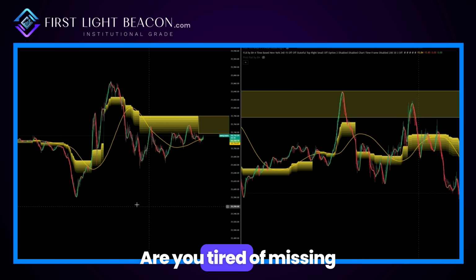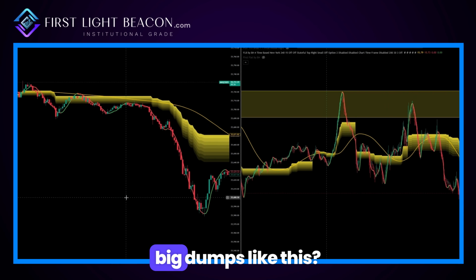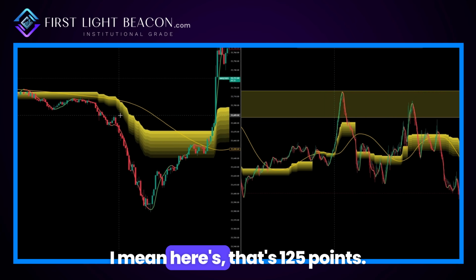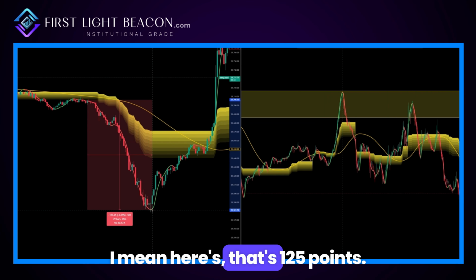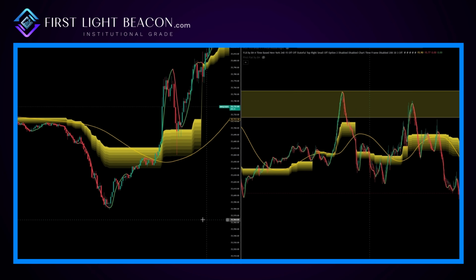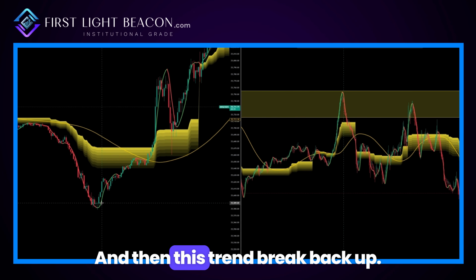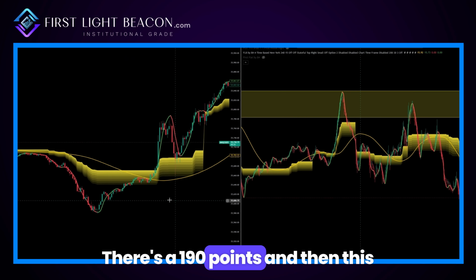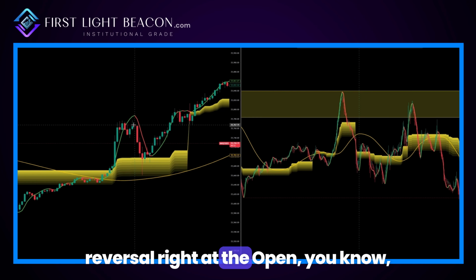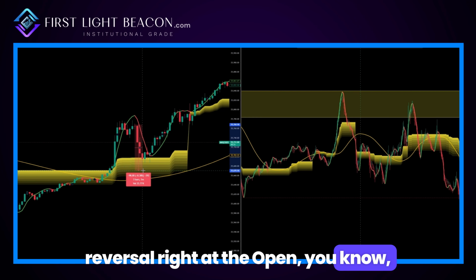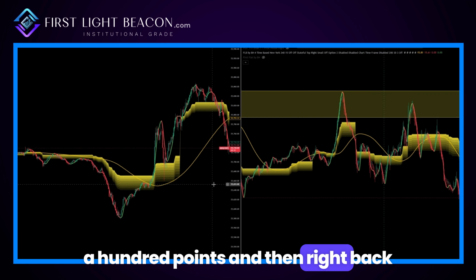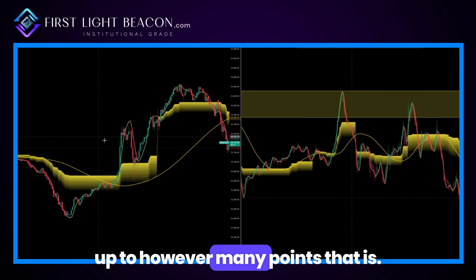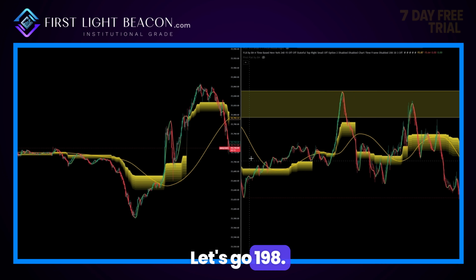All right, are you tired of missing big dumps like this? Here's that 125 points, and then this trend break back up. There's 190 points, and then this reversal right at the open. 100 points, and then right back up to however many points that is. I don't know. Let's go 198.